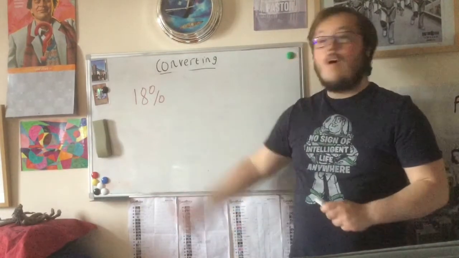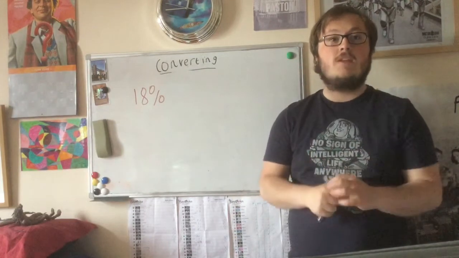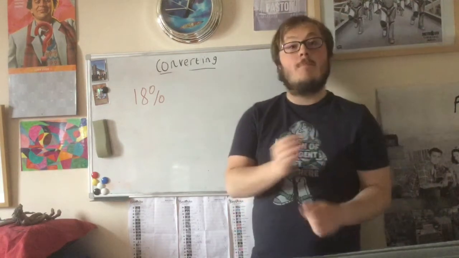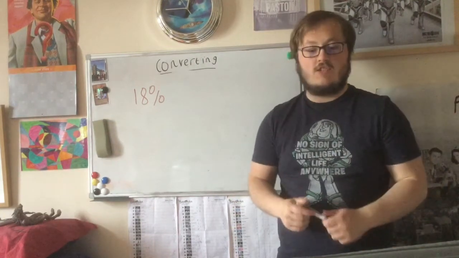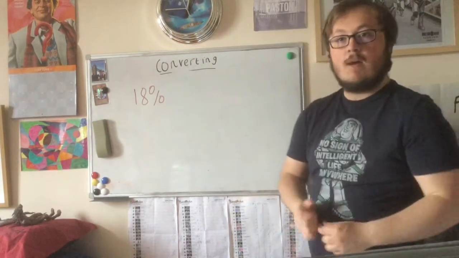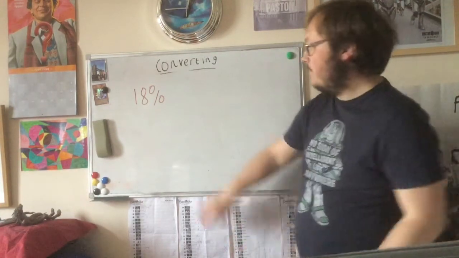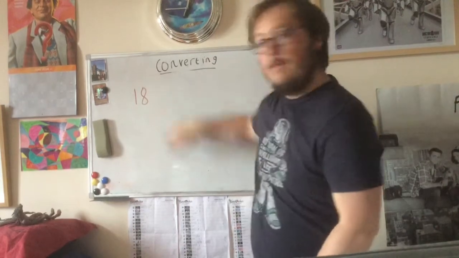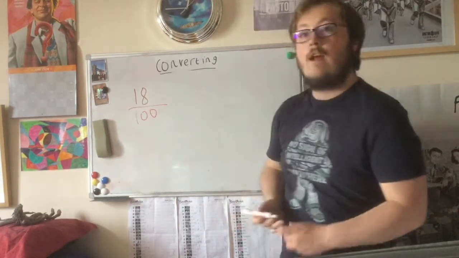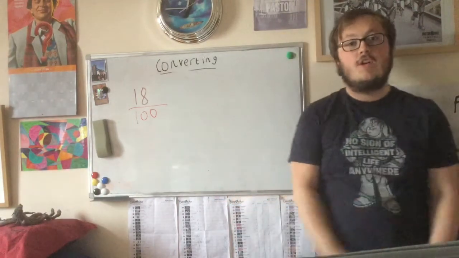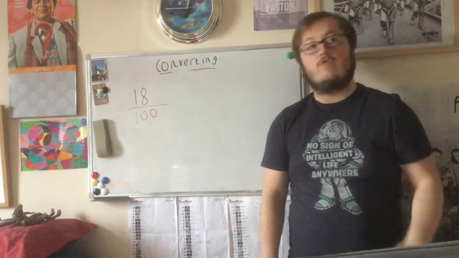Now, I have a percentage and I want to convert it into a fraction. How do I do it? Well, the good news is it's a much simpler method to what I did with fractions into percentages. All you have to do is remember, percentages means it's out of 100. So what you do is you get rid of the percentage sign, you draw a line and you turn it into a fraction over 100. So 18% is exactly the same as 18 over 100.